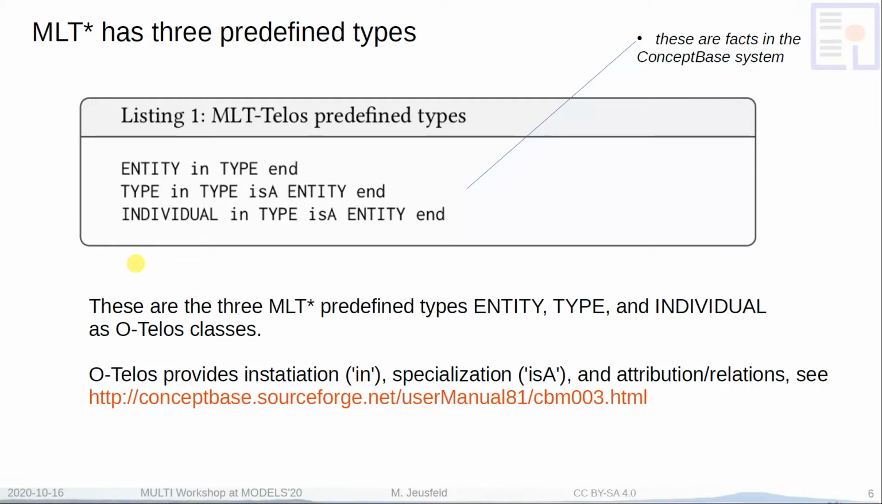And it's also a specialization of Entity. So in Telos, specialization is expressed by the ISA construct. That means every instance of the subclass is also an instance of the superclass. So Type will also be an instance then of Entity, which is what we want. In MLT star, we also have Individual, those things that are there, but they are not types, so they cannot have instances. So Individual is a type because Individual does have instances. Only the instances of Individual don't have instances, and it's also an Entity.